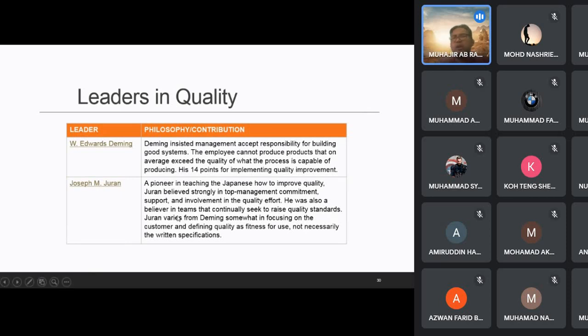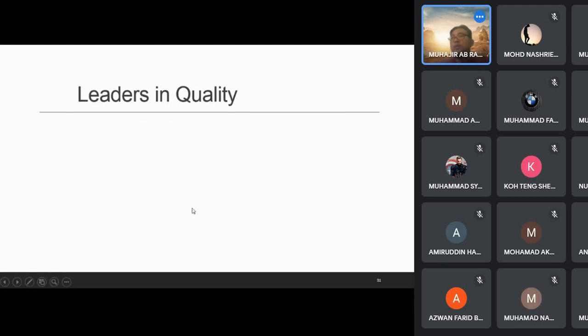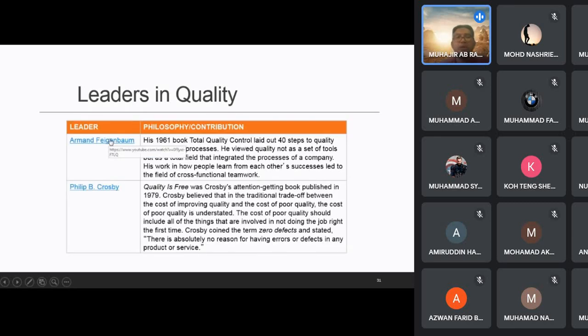So you can Google and find much information, or just type their names in YouTube. You can learn many things, more details about their theories. Okay. Same thing for Armand Feigenbaum. Later on, I will give you this slide. You may click all these names so that they give some explanation. So for Armand Feigenbaum, he wrote Total Quality Control, and later on improved it to Total Quality Management. Okay. Philip Crosby is famous with the zero defects terminology.